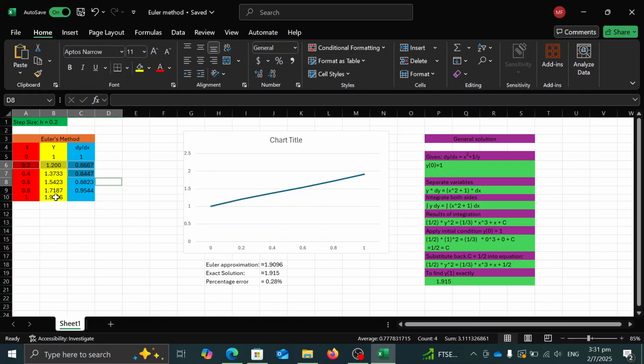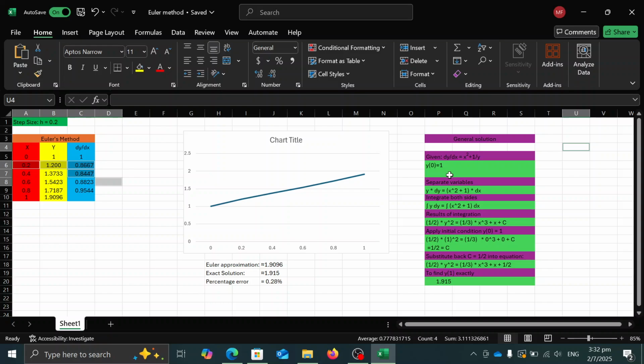And to compare it to the general solution, I've used the general solution problem that is given to me. Dy over dx equals x squared plus 1 over y, and the initial condition of x equals 0, y equals 1. To solve using the general solution, I separated the variables, integrated both sides, and took the results of integration and applied the initial condition of x equals 0, y equals 1. Then I substituted back c equals half into the equation to find y. When x is 1, y exact equals 1.915.